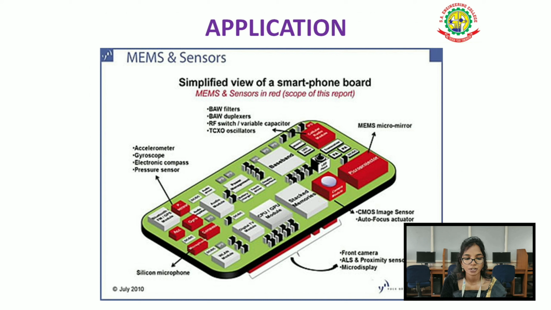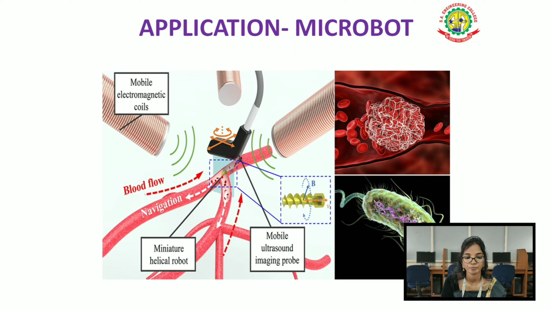Now the next application is, you can see MEMS sensors are largely used in smartphones. All the upcoming smartphones have MEMS sensors. If you see, the gyroscope MEMS sensor is used for the rotation of the pictures. And then you have the MEMS micromirror that is used in cameras, so we can have much more accurate and precise pixels in the camera.